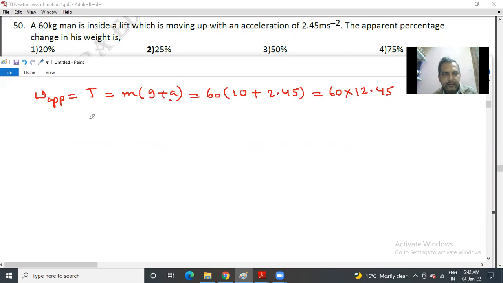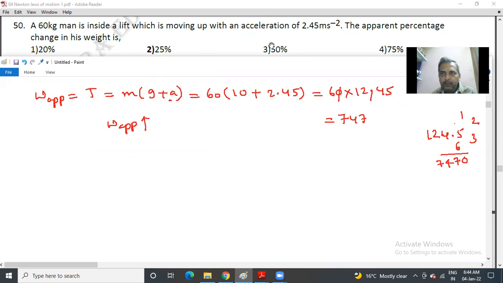So try to calculate this. This is the apparent weight while moving upwards. Calculate this. You can cancel this one zero with the decimal point. So it will be 124.5 with 6, 30. So this is going to be 24, 27. This is going to be 12, 14. This is going to be 6, 7. So it will be 747.